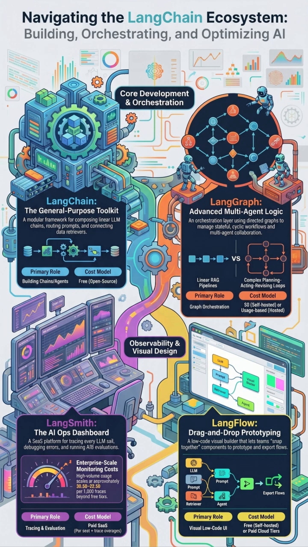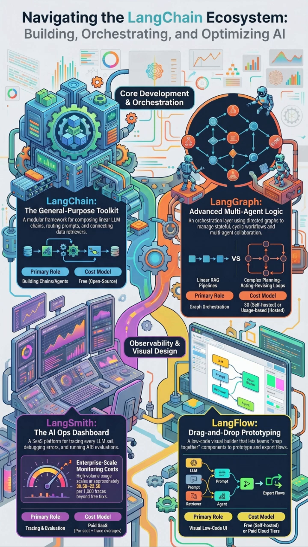Oh, absolutely. If we connect this to the bigger picture, choosing your AI tooling is entirely about matching your architecture to the core value of your application. If you over-engineer a simple document reader with a stateful graph database, you will drown in maintenance and observability costs for no tangible benefit.